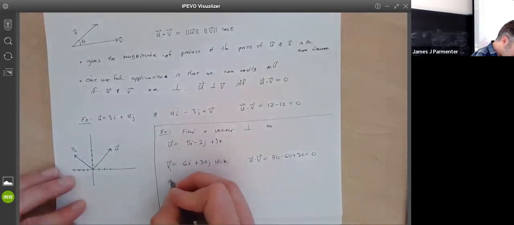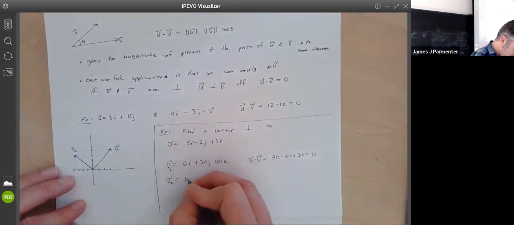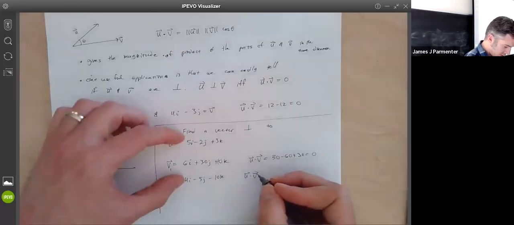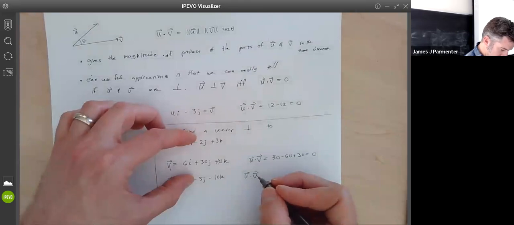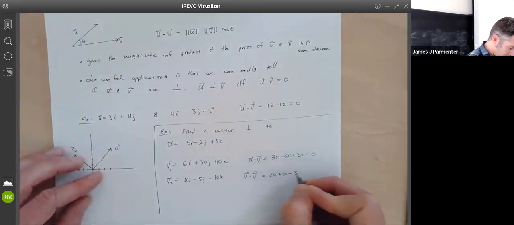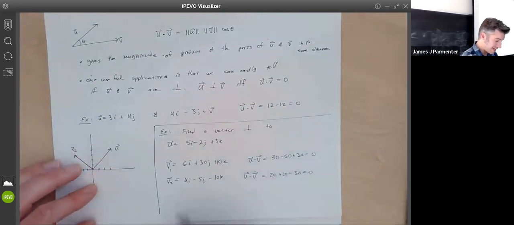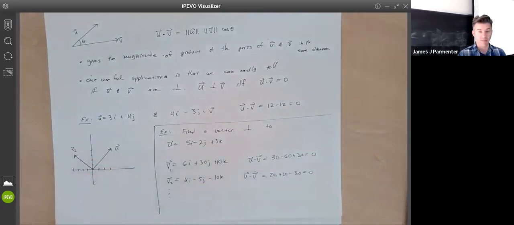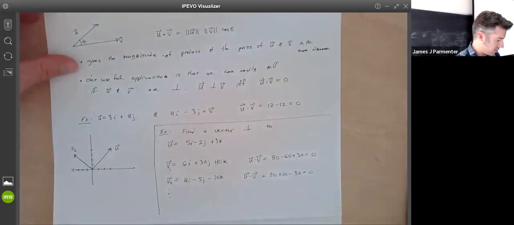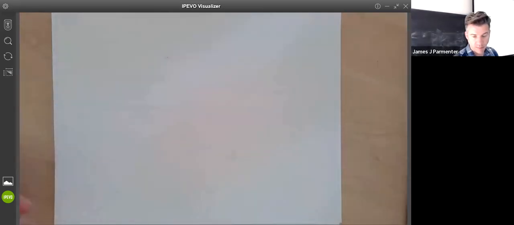We could pick another V. V2 could be 4i minus 5j minus 10k. And our dot product is going to be 20 plus 10 minus 30. Also 0. There are lots and lots of choices, really an infinite number. So that is one of the useful things about dot products. You can certainly find a vector that's perpendicular to another one using the dot product.